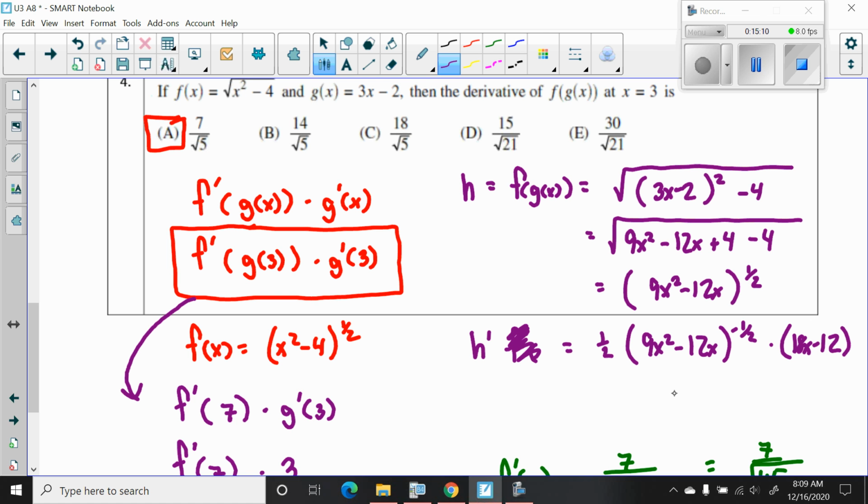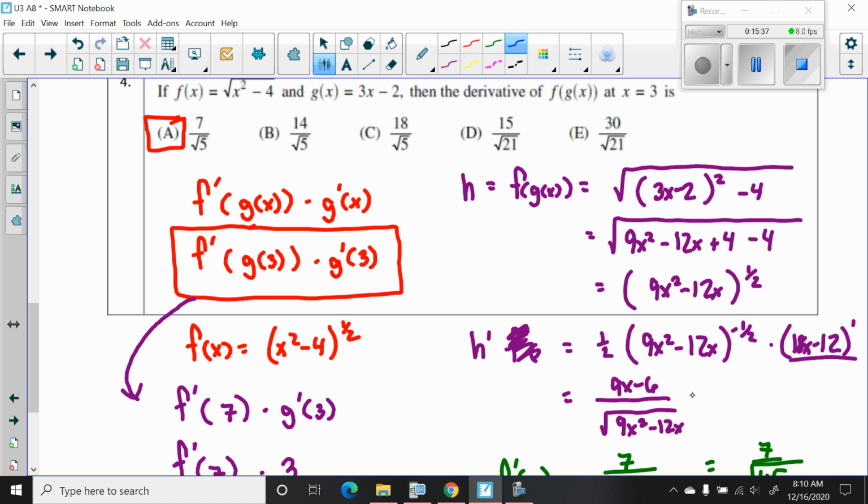And if we plug in 3 here, we get it. Let me go ahead and take half of that. So 9x minus 6 over top of the square root of 9x squared minus 12x. I took half of this. You can do that. It's the first power, so we can actually simplify that. 9x minus 6. We're going to plug in 3.